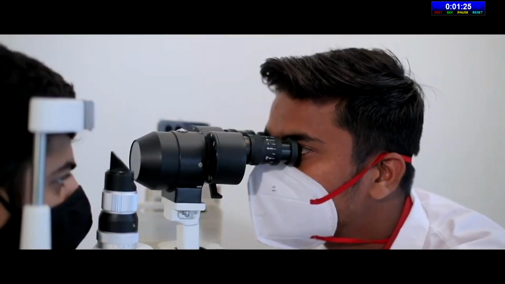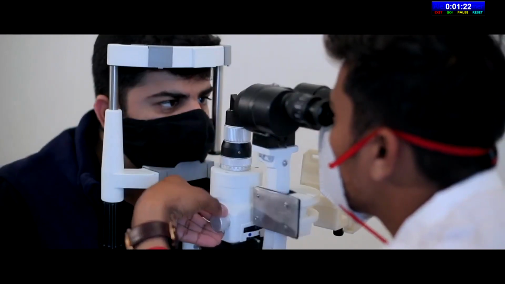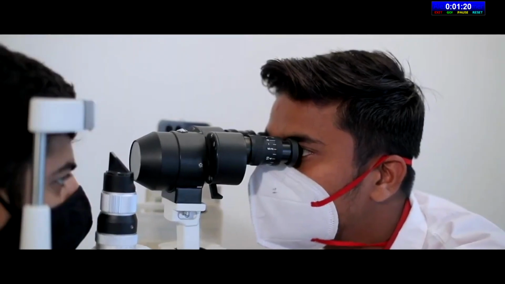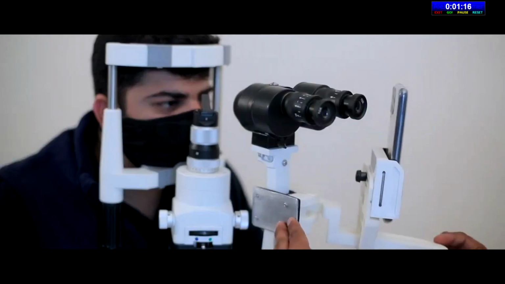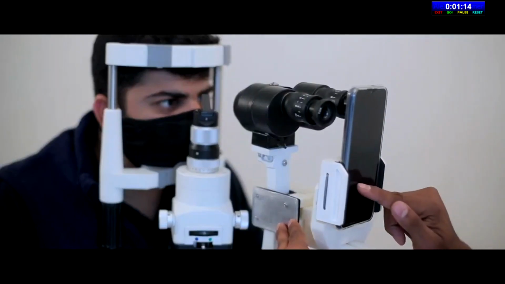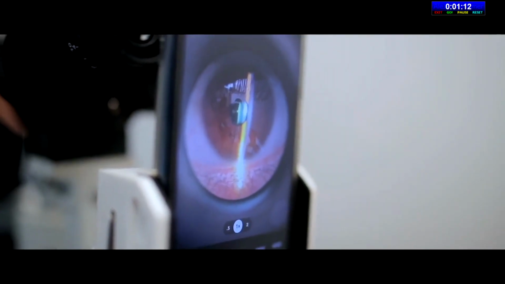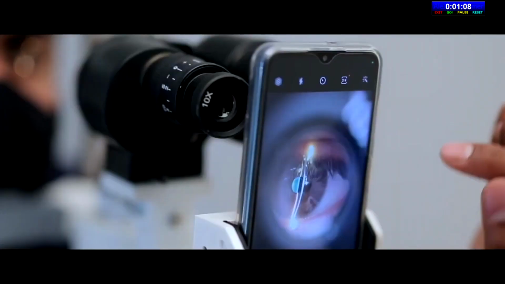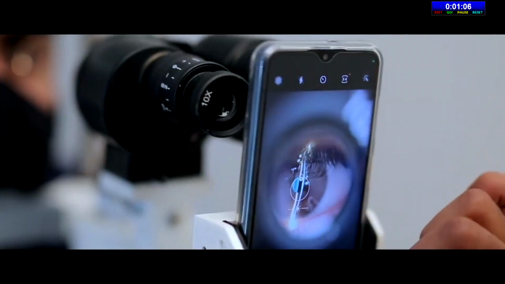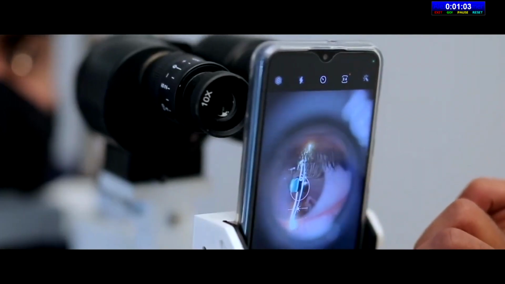The operator is now doing a routine slit lamp examination without any interference. Then he rotates the device into the right eyepiece of the slit lamp. He can then open the camera and capture images or video of the eye. Once the image is captured, you can print them and also show it to the patient.